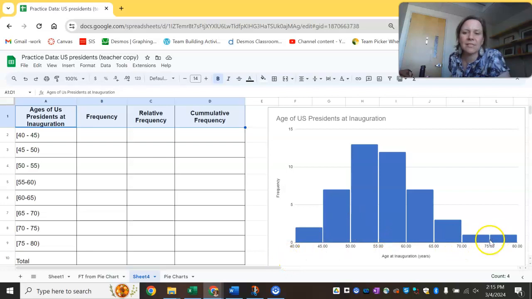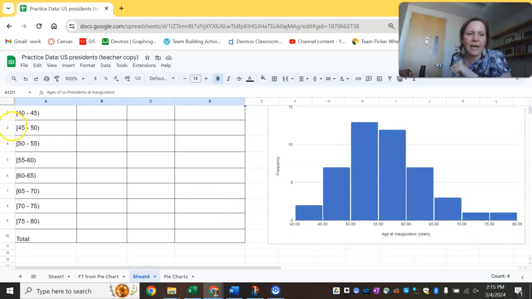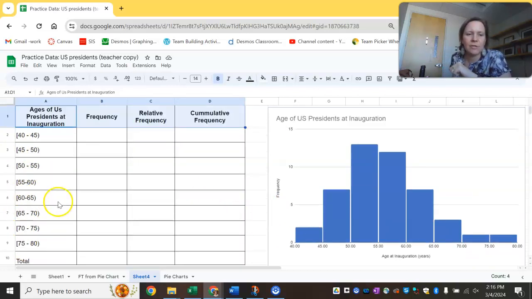So like 75 would be included in the bucket above, sorry, would be included in this bucket versus this bucket. So just a little note as you set this up. That's why I use the brackets versus parentheses. It's just where the data point is included.